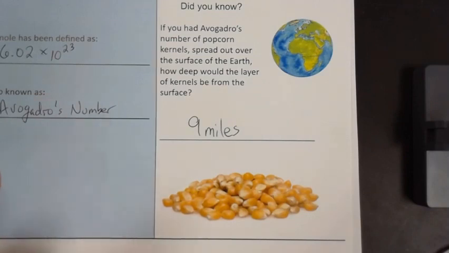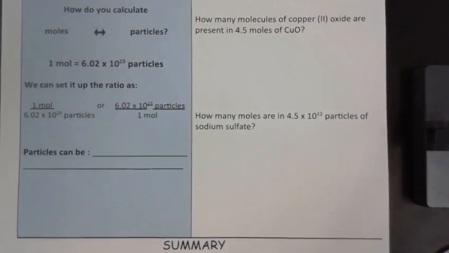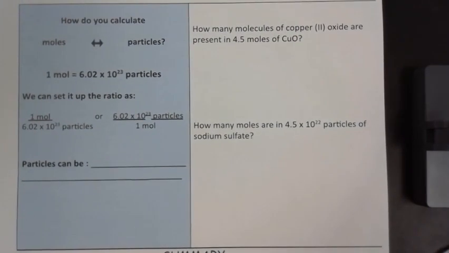Seems like a lot, but when we start scaling things down to be smaller than a popcorn kernel, like an atom of hydrogen or an atom of carbon, that actually doesn't seem to be that big of a number. Okay, so we're going to do a little bit of math. We've already practiced a little bit of dimensional analysis at the beginning of this video.